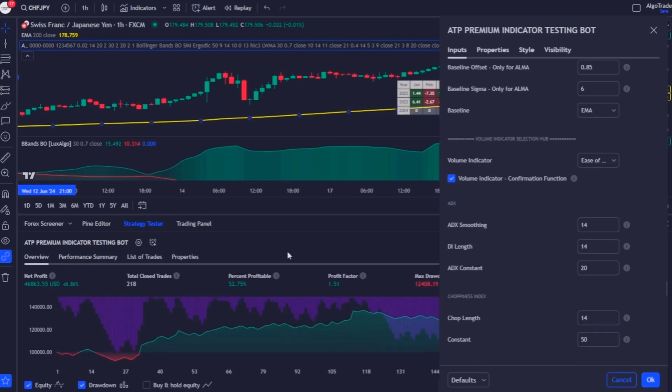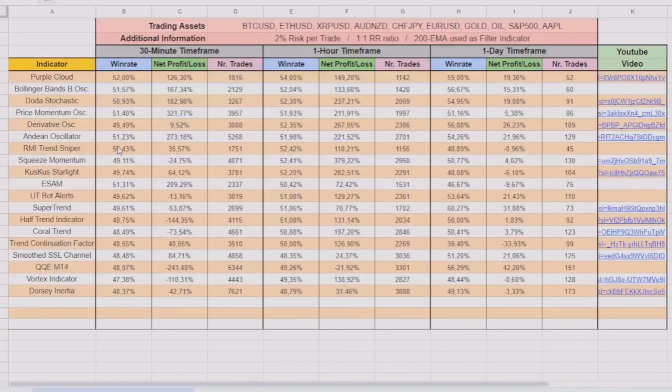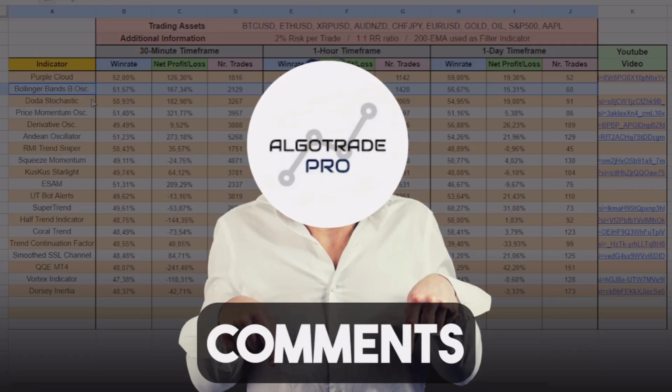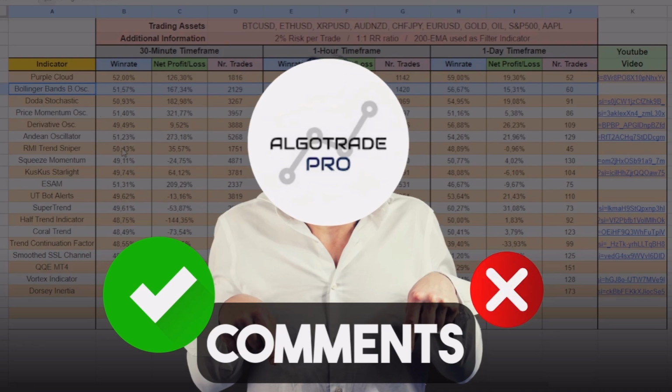And just like I changed the take profit method, I can insert a volume or a filter indicator to increase the strategy's efficiency. In our ranking sheet, the Bollinger Bands Breakout Oscillator easily gets the second place, which is very good. Tell me in the comments if you agree with this position or not.